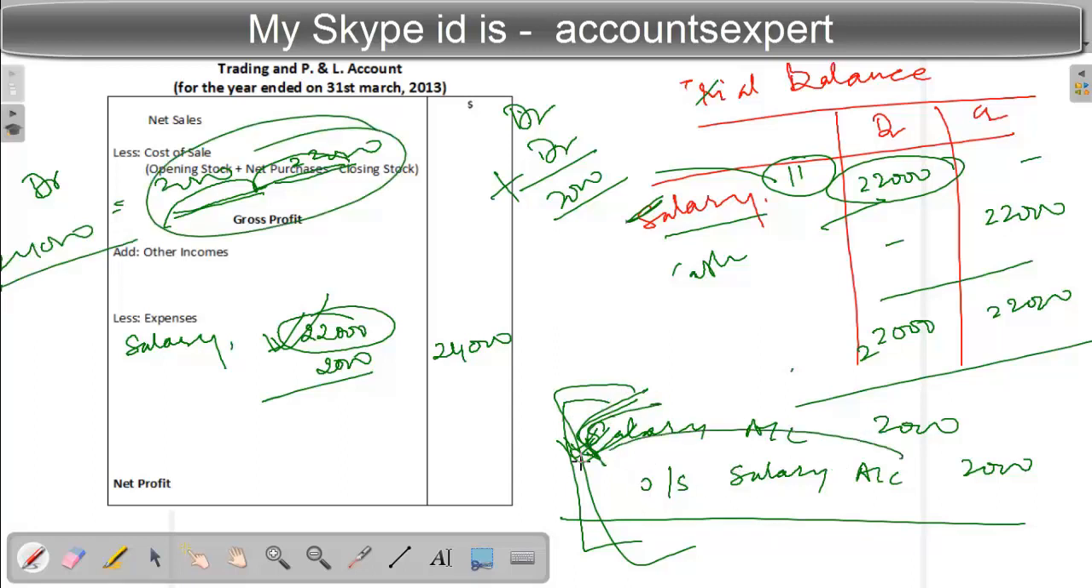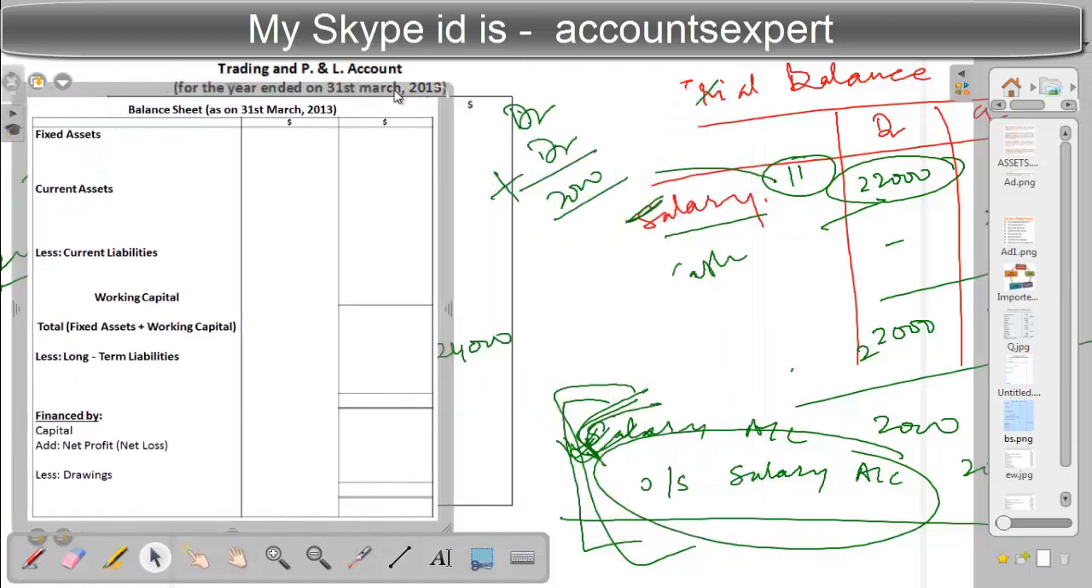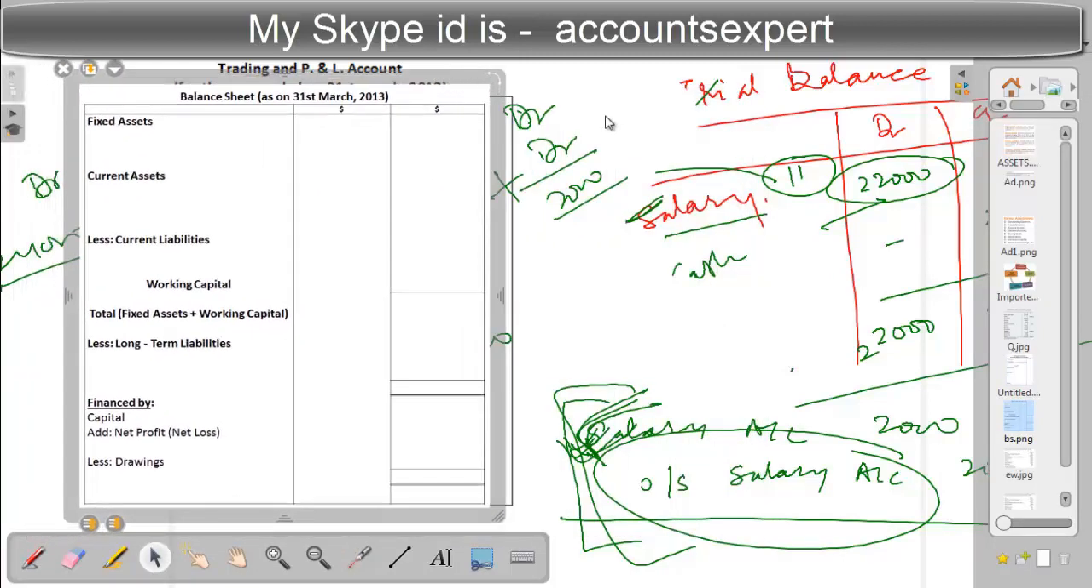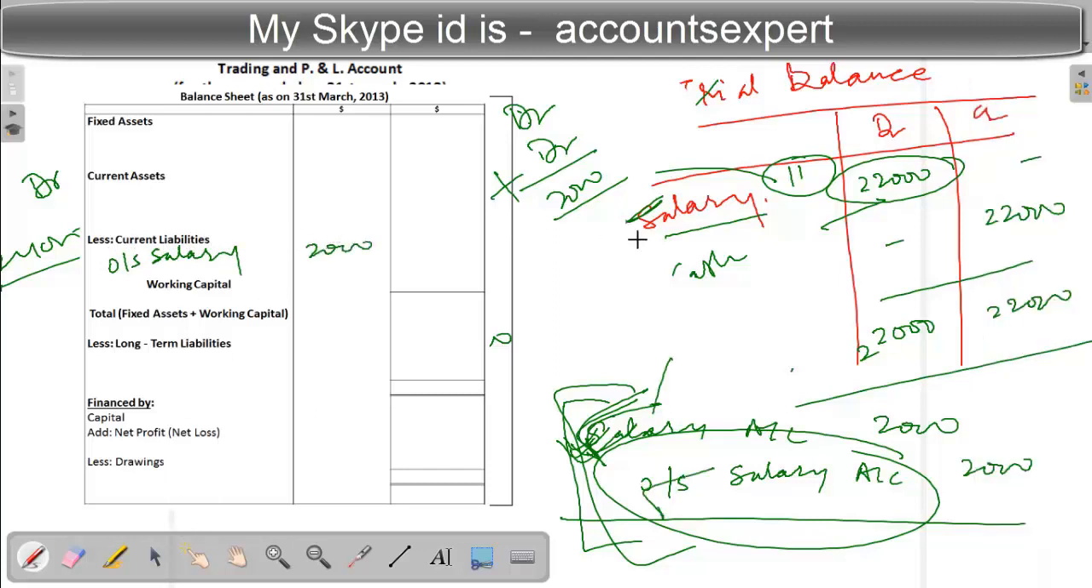Now I showed the impact of this item. Now I have to show the impact of this item, outstanding salary. Tell me, is this an asset or liability? Liability, because in future we have to pay. So this item I will show in the balance sheet, under the head current liability. I will write here outstanding salary, how much? 2,000. Got it? So this is the adjustment entry.